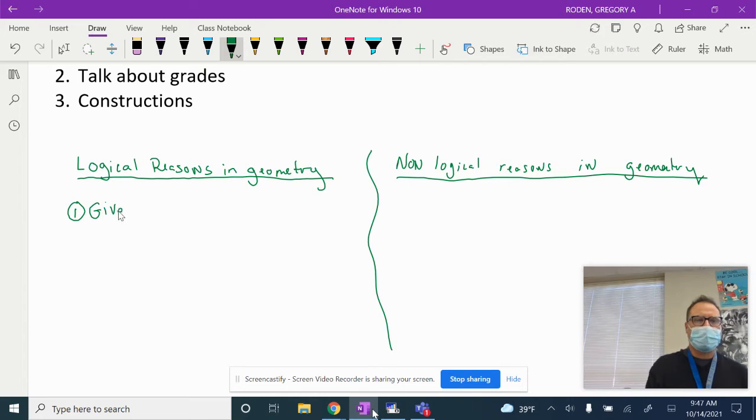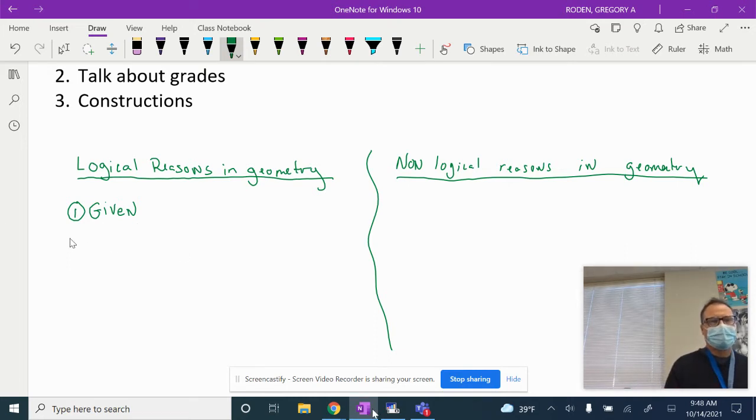And most of the time, you will not be able to do any geometric reasoning without a given, okay? You cannot start from zero. You have to have some place to start. So a given is usually always mandatory, okay? You have to be given some information. So that's the first logical reason. You can't start with nothing. You have to set the stage before you can continue to logically reason through it.